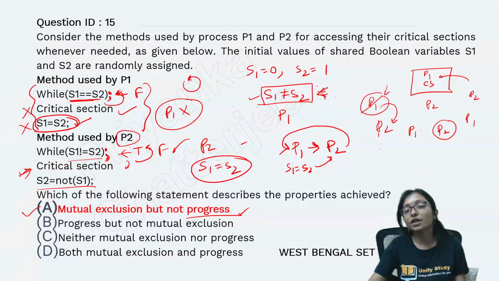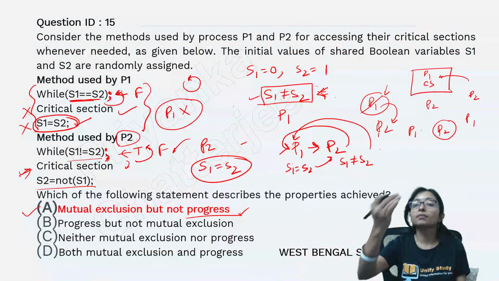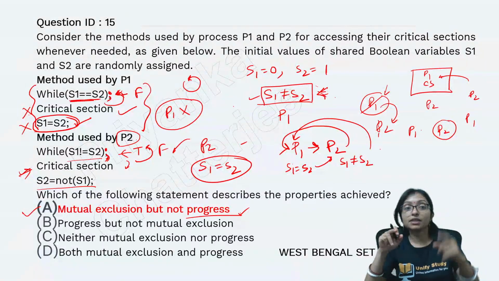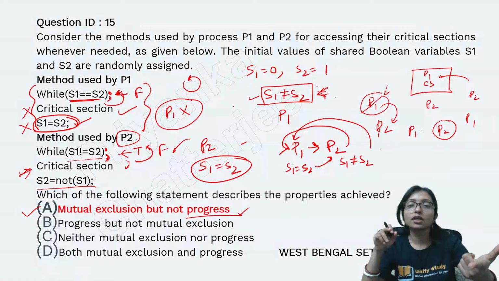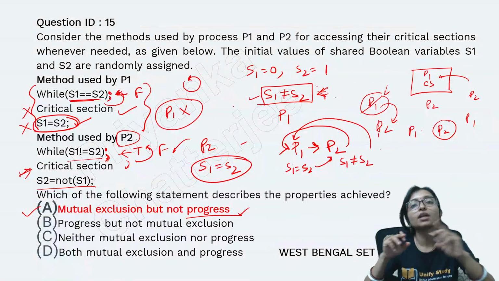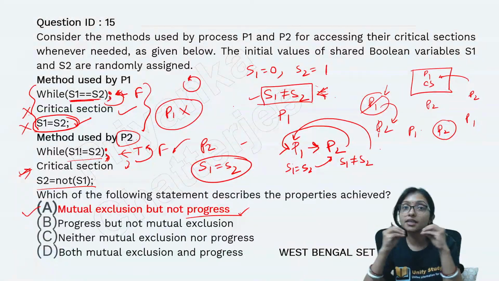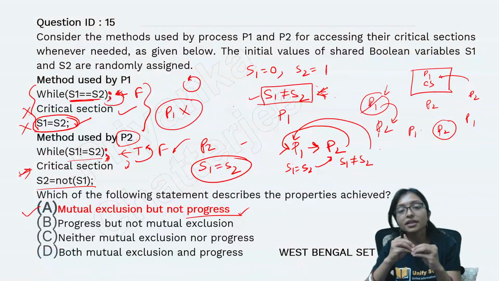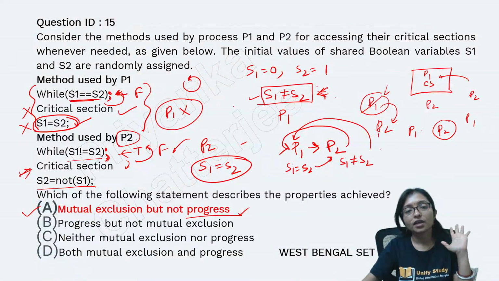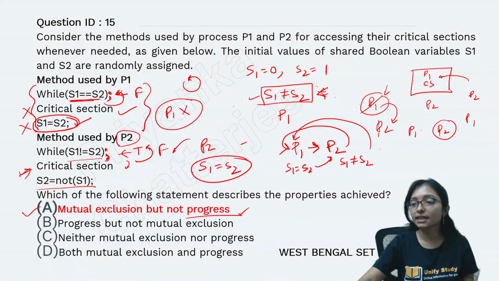Then it is handed over to P2. P2 makes S1 not equal to S2. Then it is handed over to P1. This handover is going on one by one. P1 will hand over, then only P2 will get the chance. P2 will hand over, then only P1 will get the chance. This dependency is there, and as this dependency is there, that's why it is not progress. Got it? Is that clear to everyone?